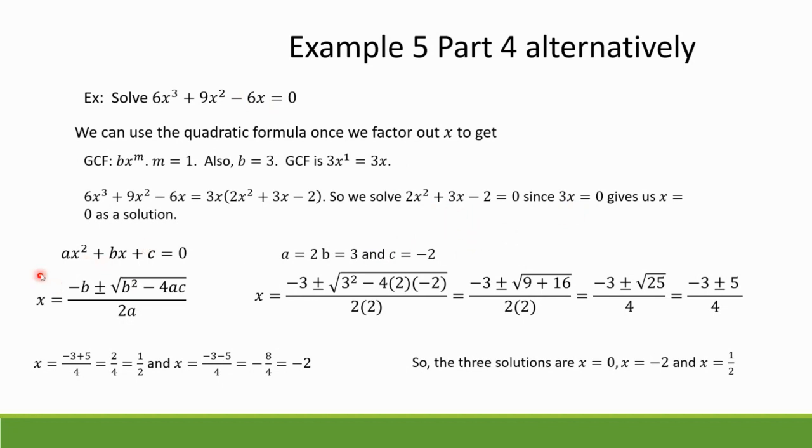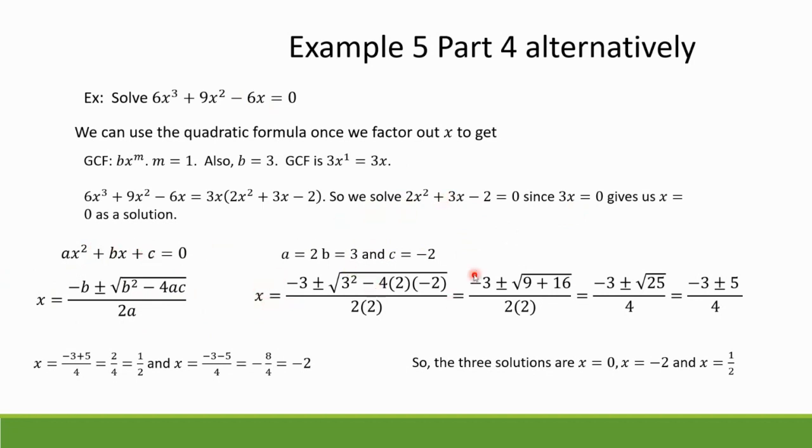Remember, this is the quadratic formula. If you have this equation you want to solve, this is the formula that gives you both solutions, if they exist. If what's under the radical, the b squared minus 4ac, is negative, then you don't have any solutions in this class. So from here, we get a is 2, b is 3, c is negative 2, just by comparing.